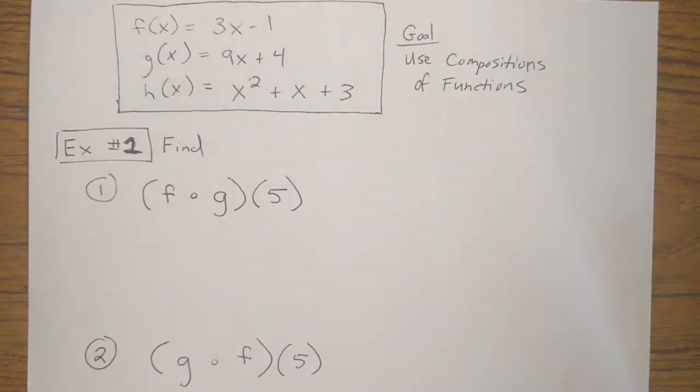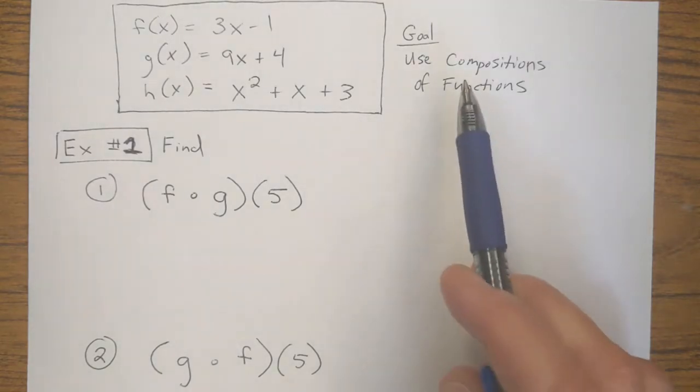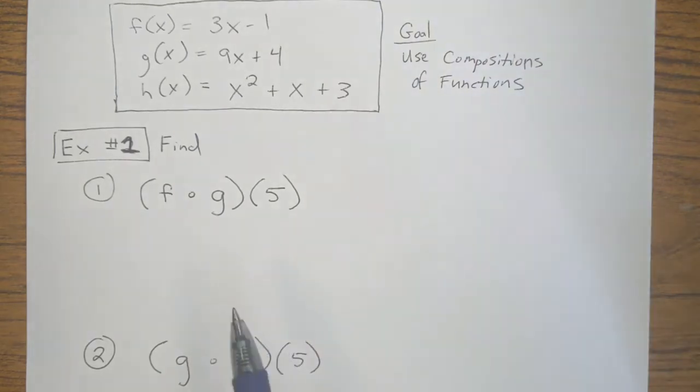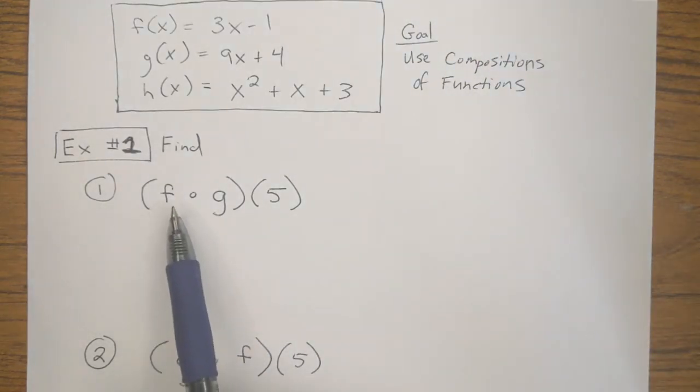In our last lesson, we learned what function notation is, what a function is, and how to write it using function notation. Today, we're going to focus on something called a composition of functions. Let's look at our very first example.